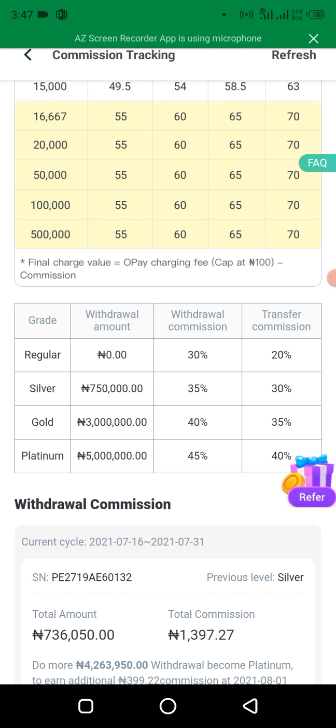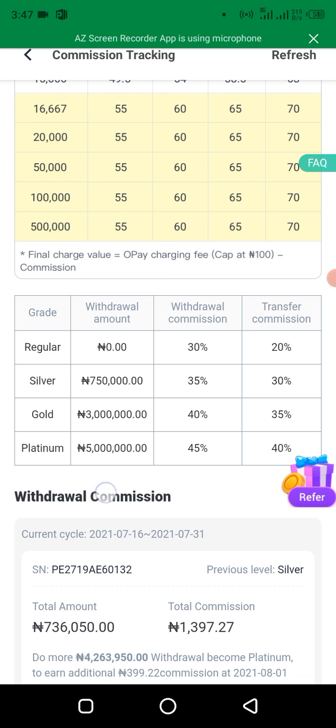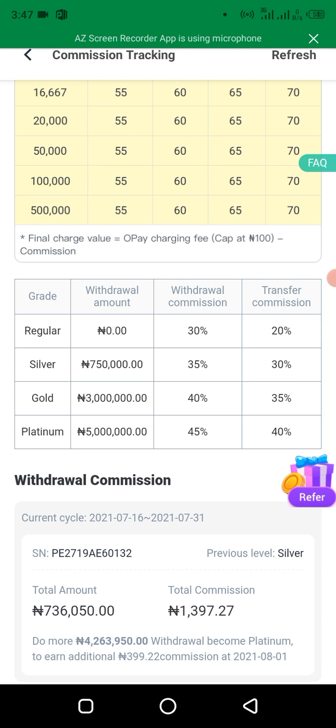So for gold merchants, they will return 40% of the charges they charge you initially, which is the 100 naira they charge you. They will return 40%, that's 40 naira. Which means they only charge you 60 naira for a transaction, where the normal charges for regular merchants is 100 naira.